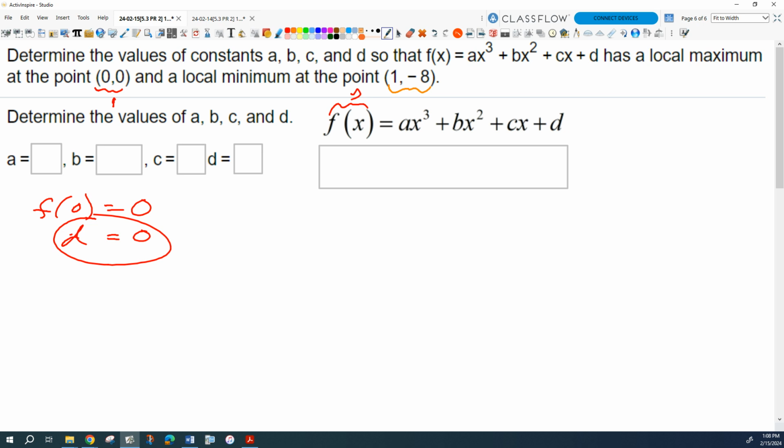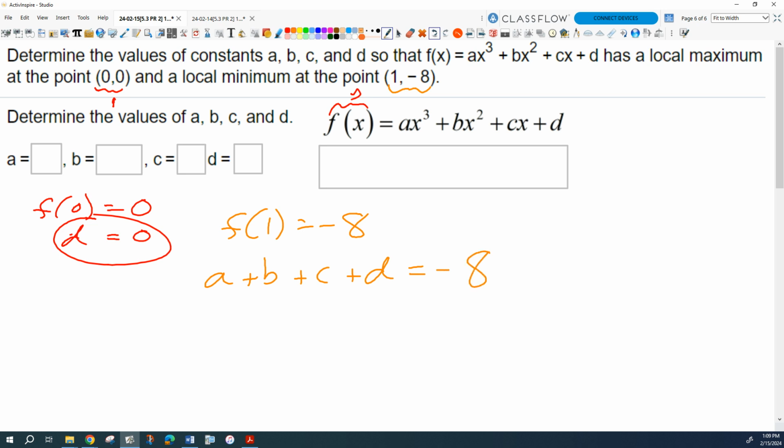What's that really telling us? f of 1 equals -8. There you go. So let's take that. f of 1 equals -8. If I plug 1 in, I'm going to get a times 1 cubed, so that's a, plus b times 1 squared, so b, plus c times 1, so c, plus d equals -8. Okay, there's another equation. We've got 2 equations. Oh, it equals -8. Whoops, yep. You're right.